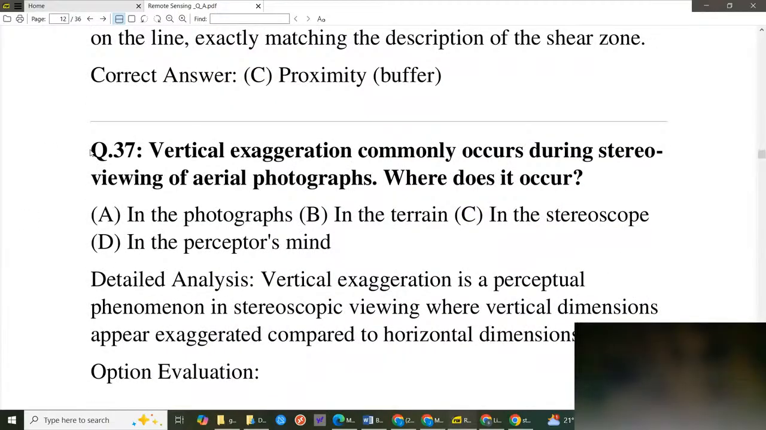Our next question is: vertical exaggeration commonly occurs during the stereo viewing of aerial photographs. Where does it occur? In the photographs, in the terrain, in the stereoscope, in the perceptor's mind. Detail analysis: vertical exaggeration is a perceptual phenomenon in stereoscopic viewing where vertical dimensions appear exaggerated compared to horizontal dimensions.